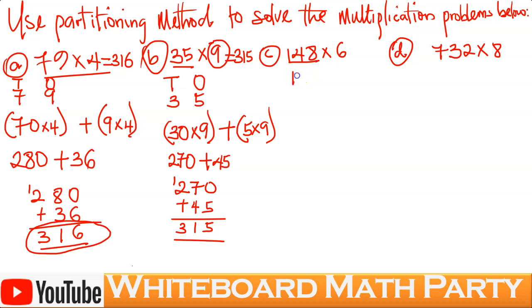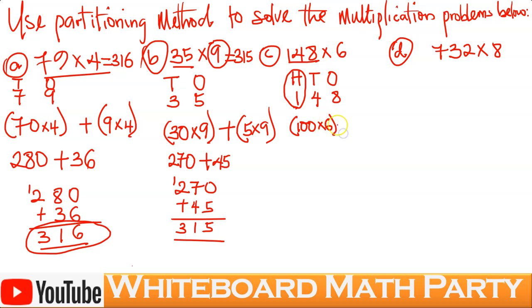148. In the place value, in the 100 place, I'm having 1. The tens place, this is 4. And in the ones place, this is 8. So I'm going to have 3 divisions this time. First of all, I'm having 100. I'll write it down here. 100 to be multiplied by 6.